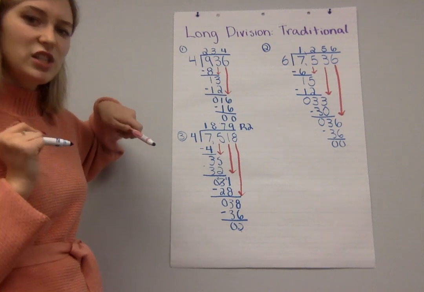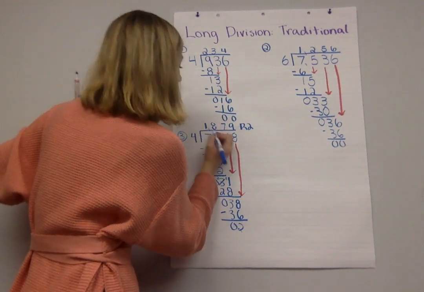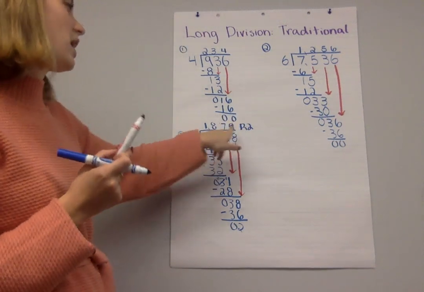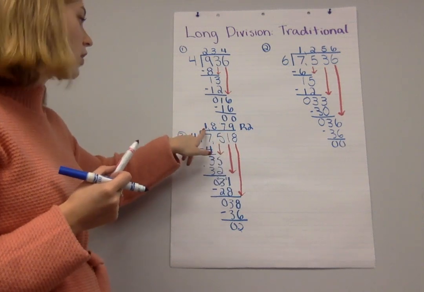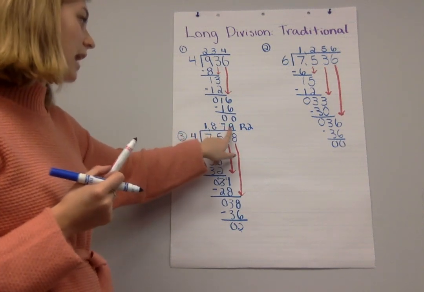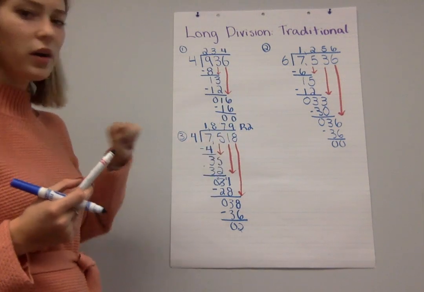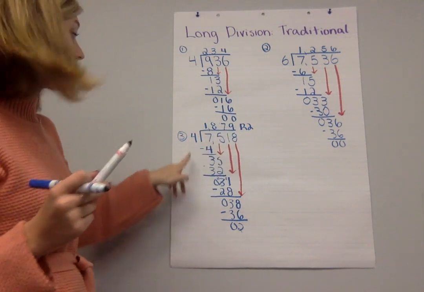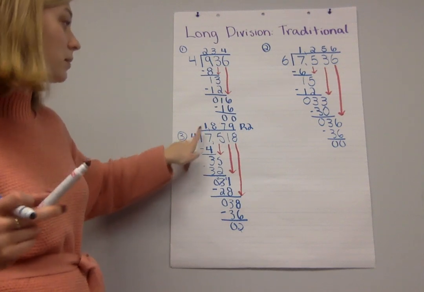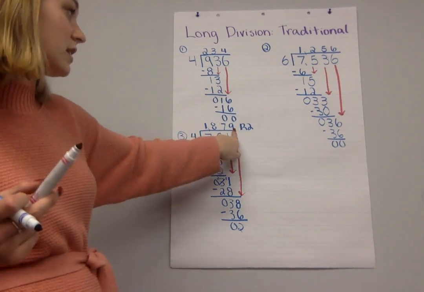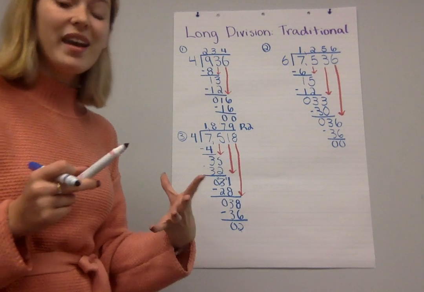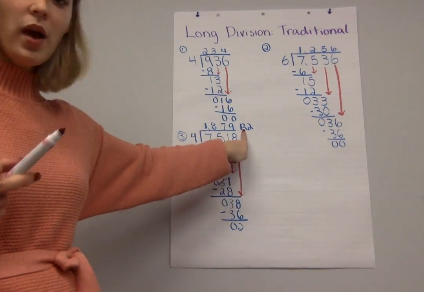So the way to check this, I still multiply, but am I going to add 2 to this? Am I going to have 1,879 turn into 1,881 times 4? No, I'm not. I'm going to multiply 4 times 1,879 and get that answer, and then I add 2 at the end.